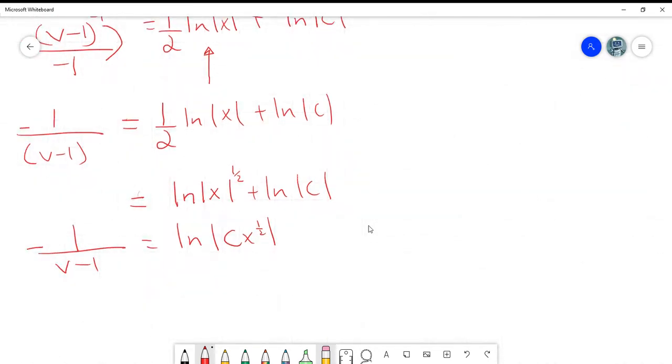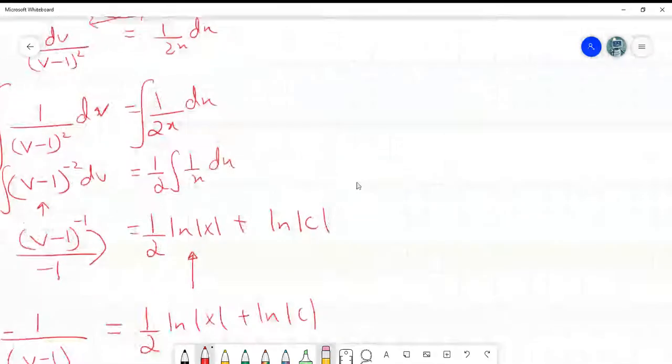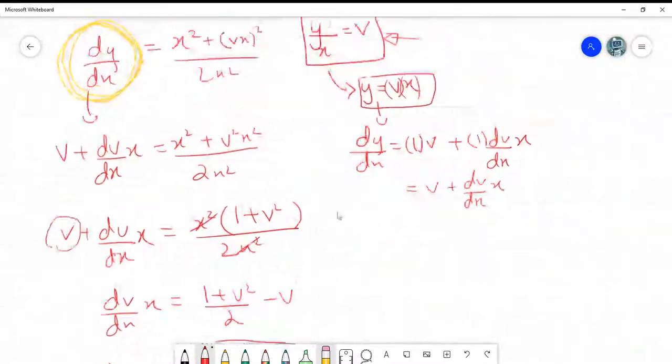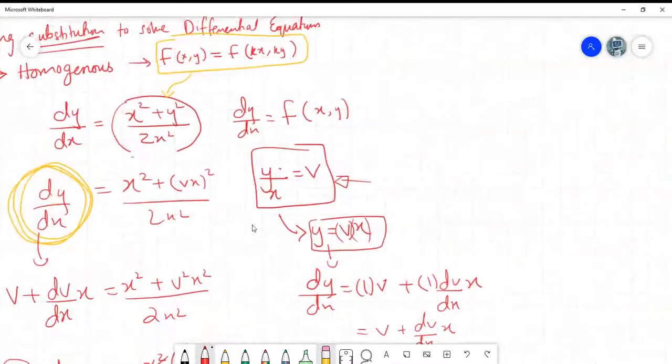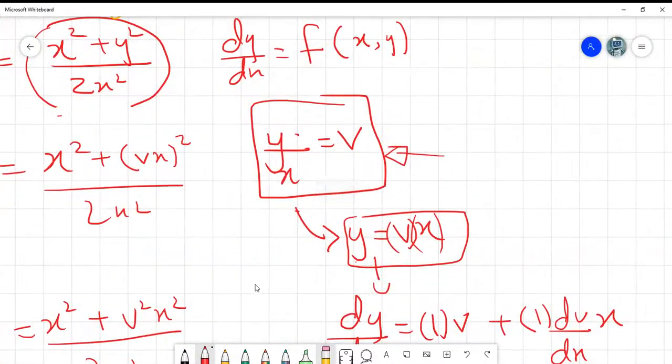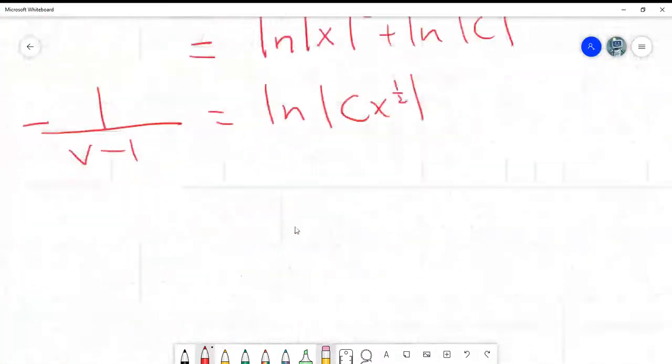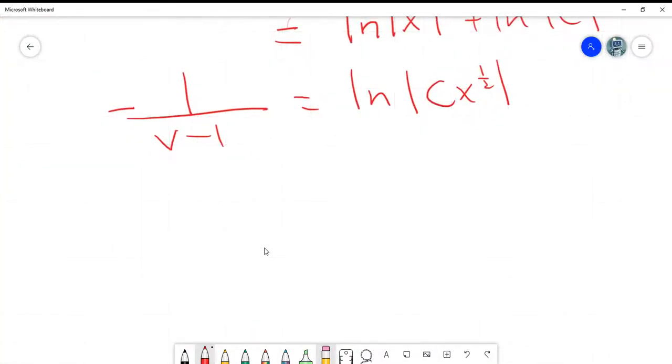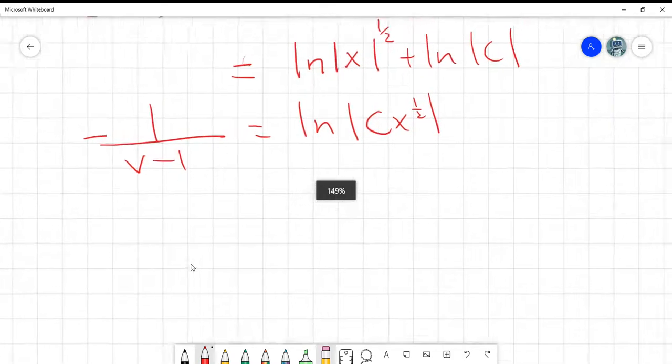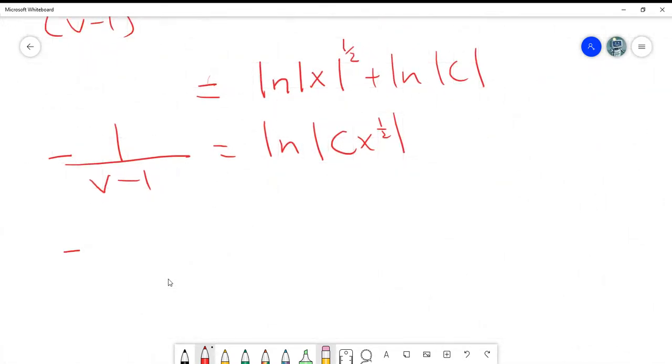Now, since we're almost done with simplifying it, we can bring back the substitution that we used in the first place. So remember, v was equal to y over x. So all I need to do is replace this v with y over x. So minus 1 over y over x minus 1 equals ln of cx to the power of 1 over 2.